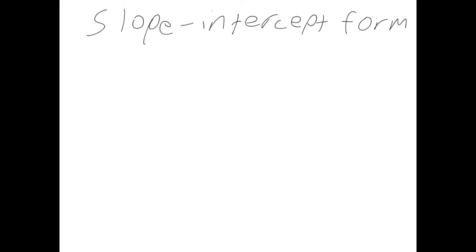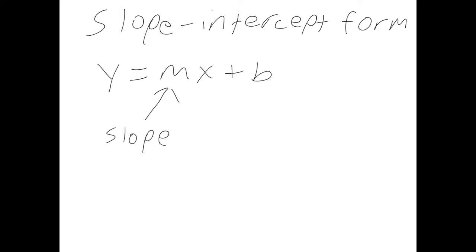All right, so the first thing we'll talk about is that most graph equations you'll see are written in what's known as slope-intercept form. And it's like this: y = mx + b, where m is your slope and b is your y-intercept.